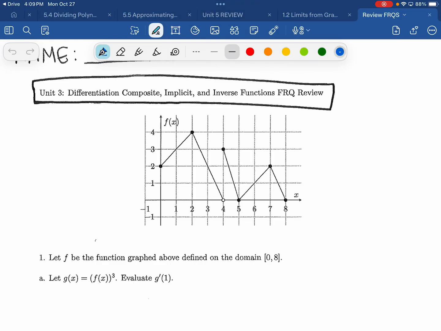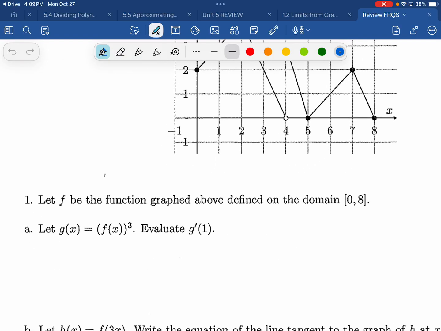Okay, on question number 1, it says let f be a function graphed above, defined on the domain from 0 to 8, and let g of x equal f of x cubed. And we want to evaluate what g prime is. So g prime of x, we're going to have to use chain rule. 3 is going to come in the front. Inside stays the same. Exponent goes down to a 2, and then times by f prime.